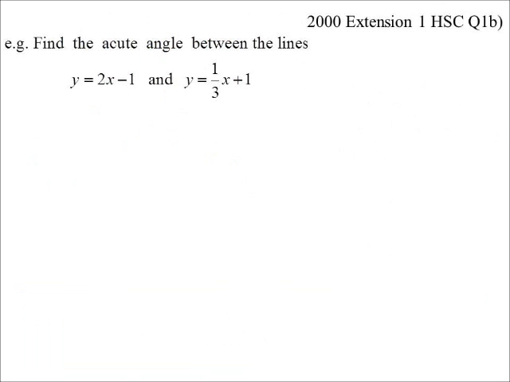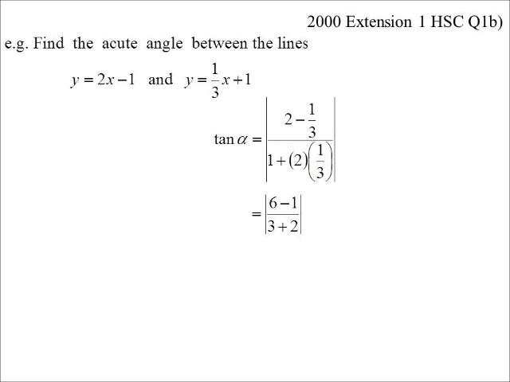So let's do a quick little question here from the 2000 HSC. It's just a straightforward question. Find the angle between these two lines. So we know the slope of the first line will be 2. Slope of the second line will be a third. So tan minus tan, but in this case it's the slopes we're talking about: slope minus the slope on 1 plus slope. 6 minus 1 on 3 plus 2, which nicely turns out to be just 1. And the tan, that's one of our exact values. So we know the angle between those two lines is 45 degrees.